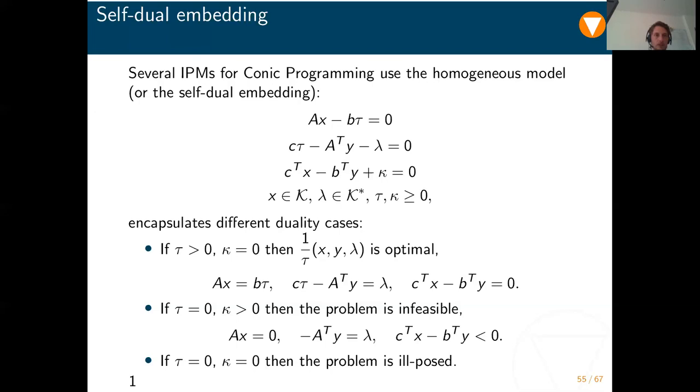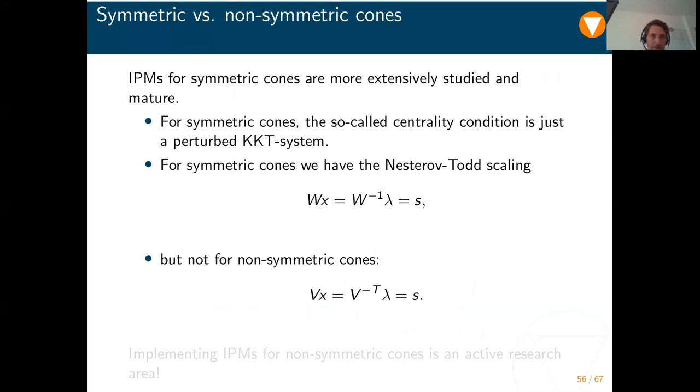Okay, and then there's this last slide I have on interior point methods for conic programs, and this goes back a bit to this difference between symmetric and non-symmetric cones. So I try to highlight that symmetric cones ideally are the ones you would like to have to do with. And that is because interior point methods for symmetric cones are more extensively studied and much more robust. If you go to the publications introducing interior point methods for symmetric cones, they date back much further than for non-symmetric cones.